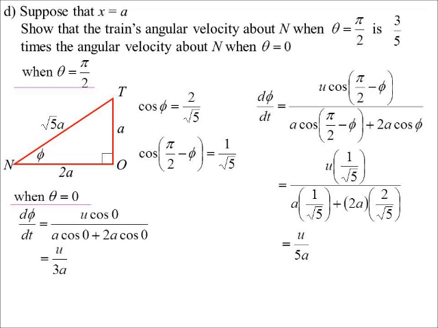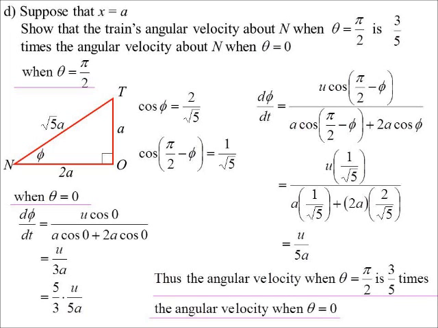So, subbing that in, we get u on 3a, or negative u on 3a, depending on whether you took it to be 0 or whether you took it to be pi. But it's more the size of the speed we're interested in. And we're trying to show one is 3/5 the other. And sure enough, one is, because that would be 5/3 of u on 5a. And so, yes, one speed is 3/5 times the other.